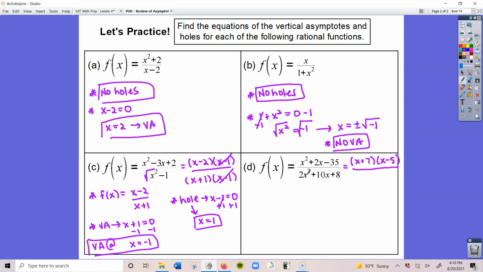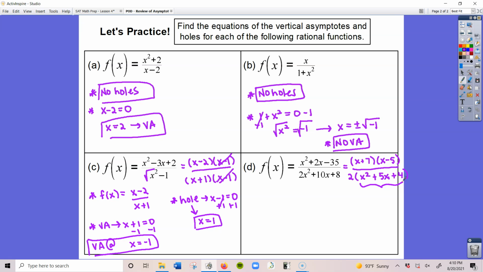Now in the denominator, 2x squared plus 10x plus 8, we can't just jump into this step and look at what two numbers multiply to give you 8 and add to give you 10, because we have this 2 in front of the x squared. So that means that we're going to have to factor out the 2 first and then continue to factor. So I'm going to take out a 2 from each term, meaning I'm dividing 2 from each term. So this would be x squared plus 5x plus 4.